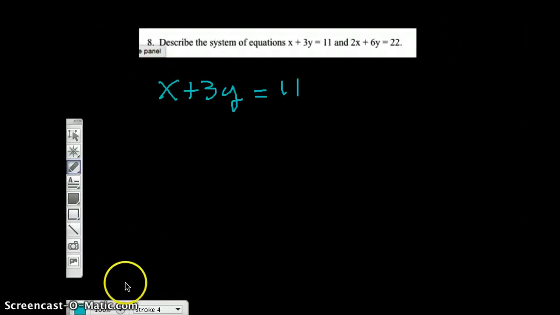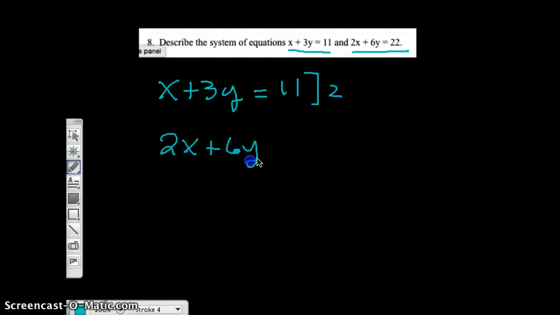This question says, describe the system of equations. Of course, here's one equation. I copied it down here, and here's another equation. Now, I want to ask you a question. If I times this by 2, I would end up getting 2x plus 6y is equal to 22. Now, my question is, is that the same equation as that equation? And the answer is yes.